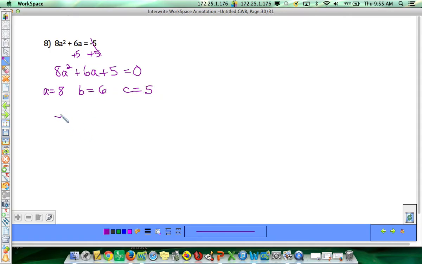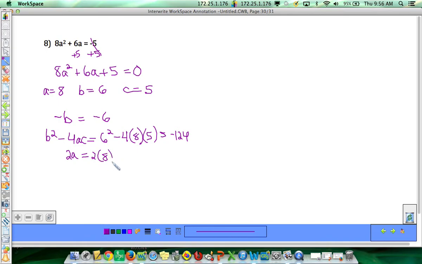Now do the three musketeers. Negative b is equal to -6. b squared minus 4ac will equal 6 squared minus 4 times 8 times 5, which equals -124. And 2a equals 2 times 8, or 16. Okay, now we have our three musketeers. Let's plug them into our formula, quadratic formula.